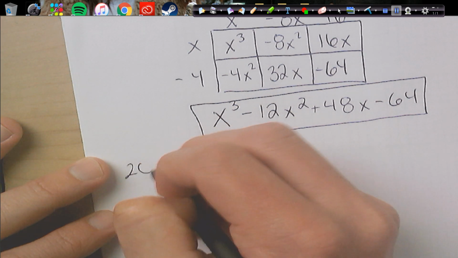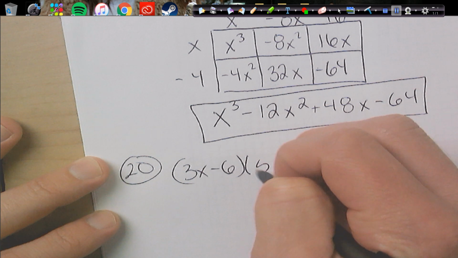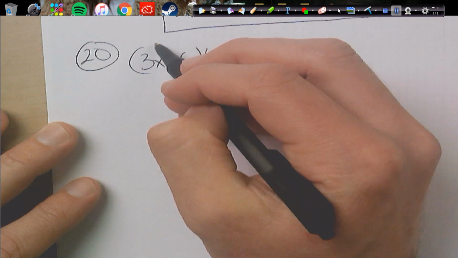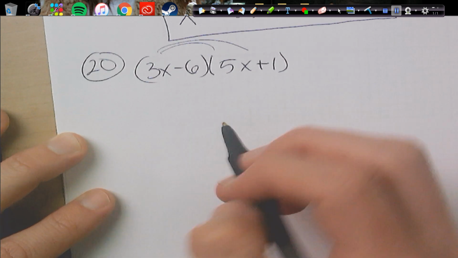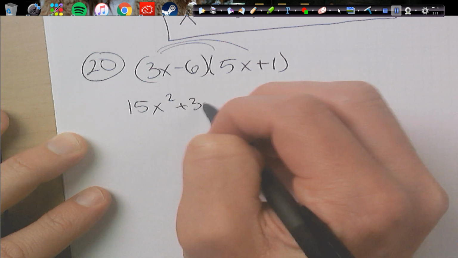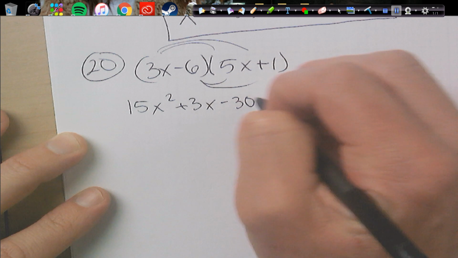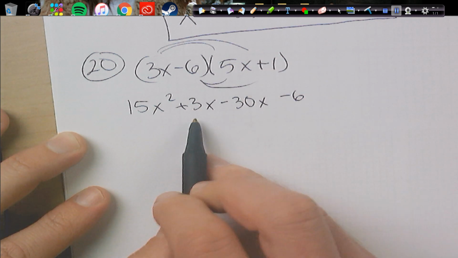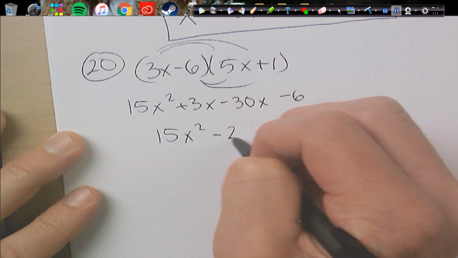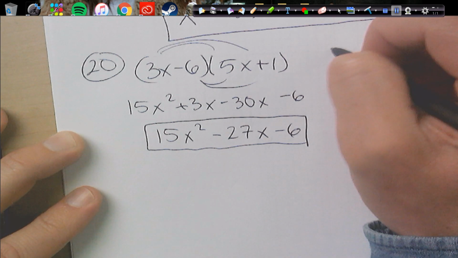Number 20, we got 3x minus 6 and 5x plus 1. Again, we're going to just go ahead and multiply 3x to the first two. That's going to give me 15x squared plus 3x. Then multiply those two. Negative 30x minus 6. Combine like terms in the middle. And we're done.